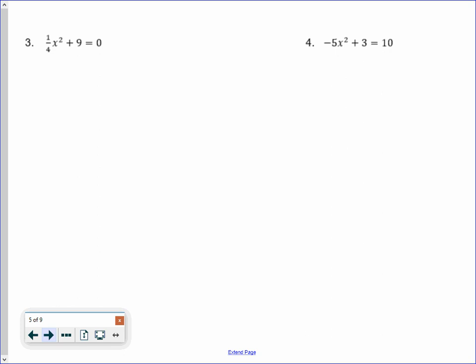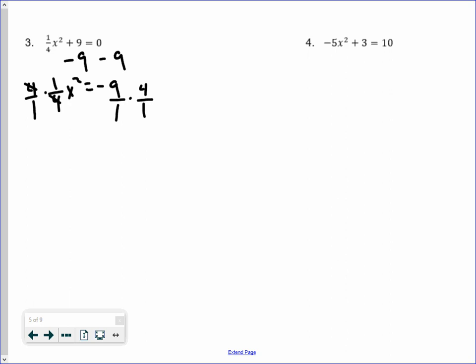Okay, let's go ahead and do number 3. So what we're going to do is minus the 9 on both sides. So we get 1/4 x squared equals -9, because remember, we have to isolate the x squared term before we take the square root. And then we're going to get rid of the 1/4. We multiply it by the reciprocal, which is 4 over 1. So we multiply that on both sides. Let's put the -9 over 1 as well. 4 over 1. These 4's cancel, and we're left with x squared equals -9 times 4 is -36.